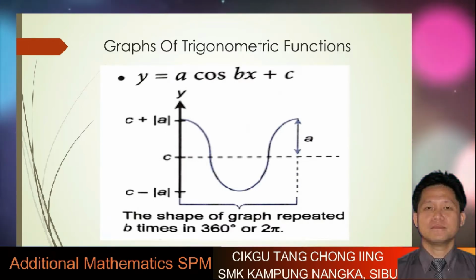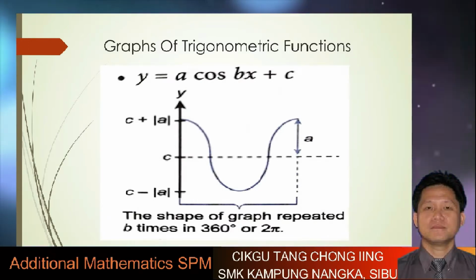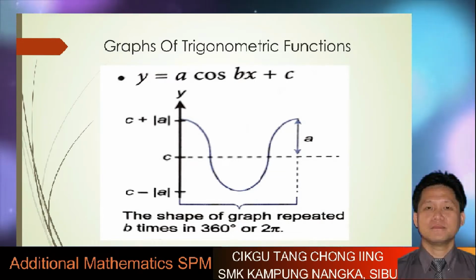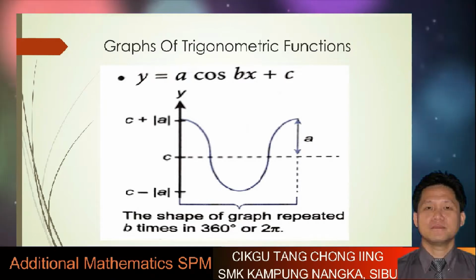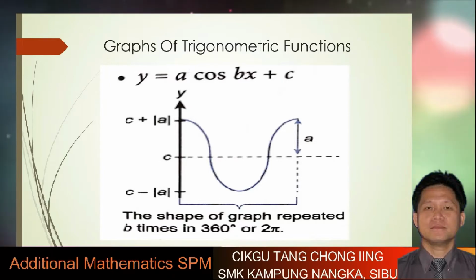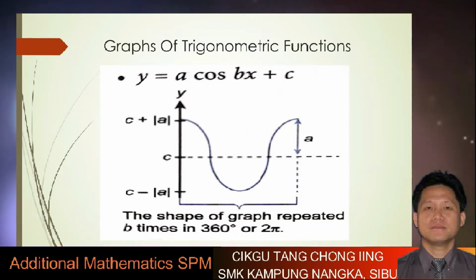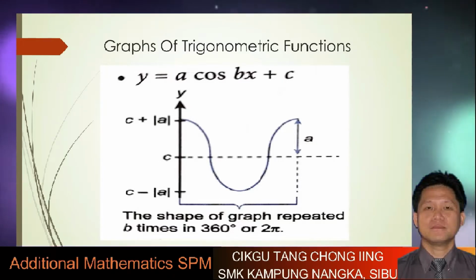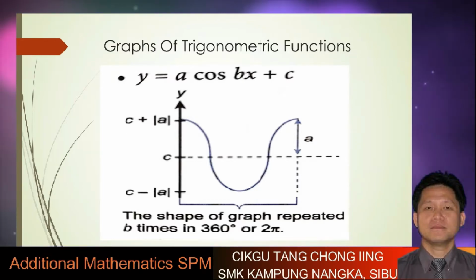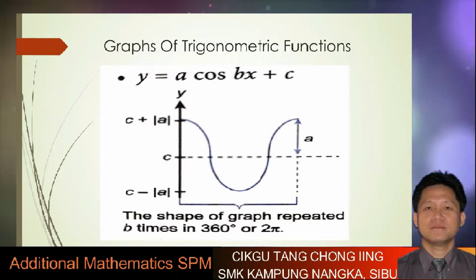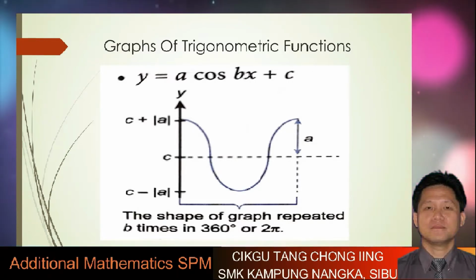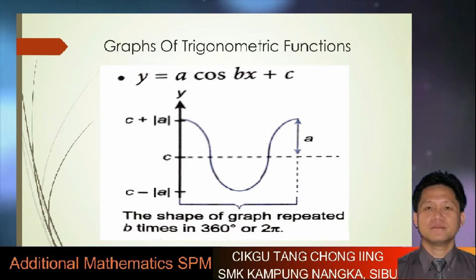And this is y equals A cos bx plus C. Again, the changes in A will affect amplitude. You see here, amplitude here. And the changes in B will affect the number of times this graph of cos x will be repeated. Okay, the shape of the graph is repeated b times.